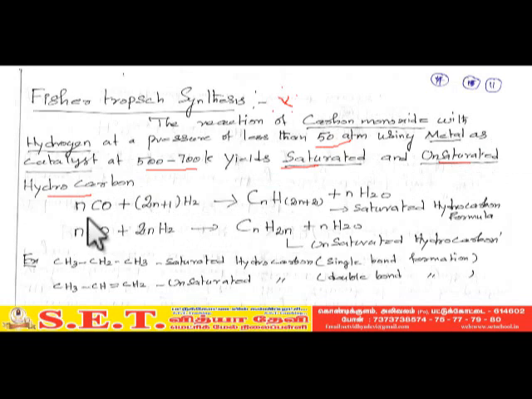In the reaction, carbon monoxide reacts with hydrogen to give the saturated compound CnH2n+2, a saturated hydrocarbon. Second, carbon monoxide reacts with hydrogen to give CnH2n plus nH2O, an unsaturated hydrocarbon. Example: CH3CH2CH3 is a saturated hydrocarbon with single bond formation, and CH3CH=CH2 is unsaturated, with a double bond.